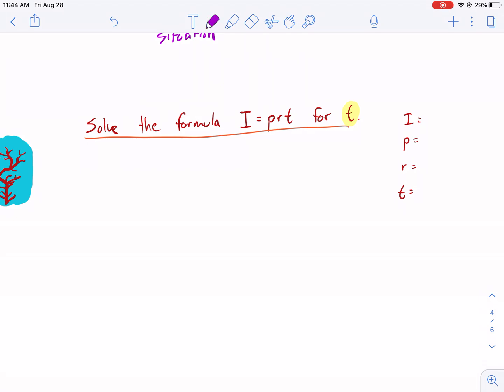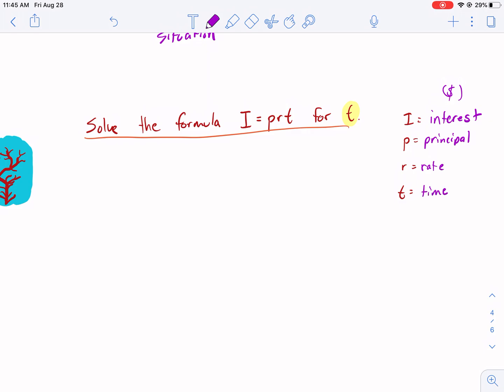And now before we get into actually rearranging it, we should probably describe what the variables mean. So this would be your interest. So if you had an interest formula, this would be it. So I would be interest. P would be the principal amount. So this is the principal, also known as like the starting amount. And we're all talking about money here. Rate would be the interest rate. And then T stands for time.